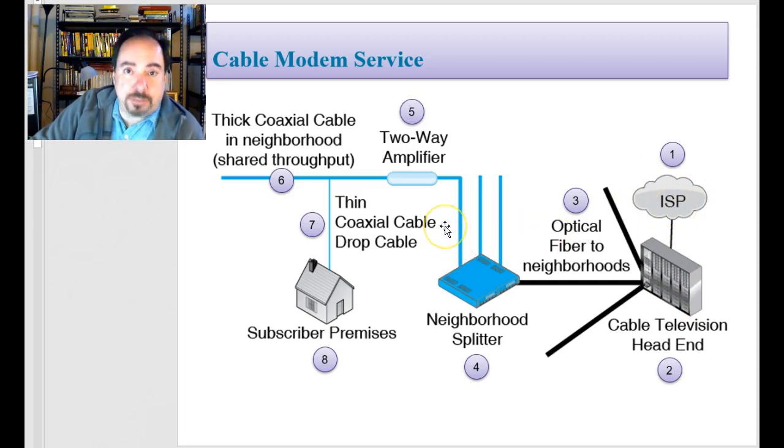But what this means effectively is if somebody else in your neighborhood is hogging traffic, downloading videos 24/7 from China or wherever, are you going to be impacted with your actual throughput? Yes. Yes, you are.